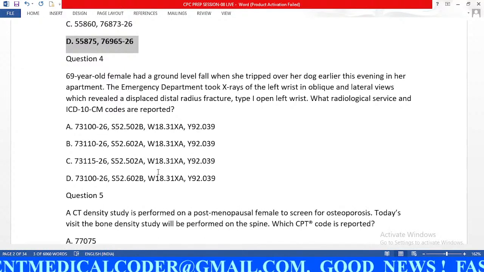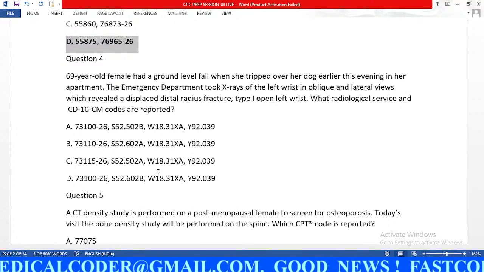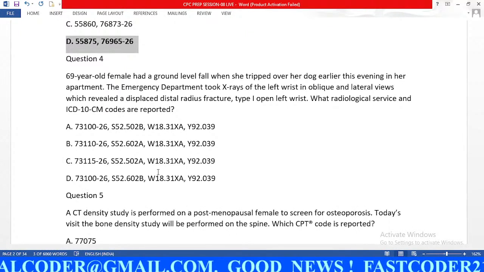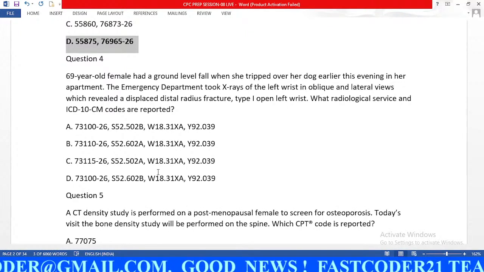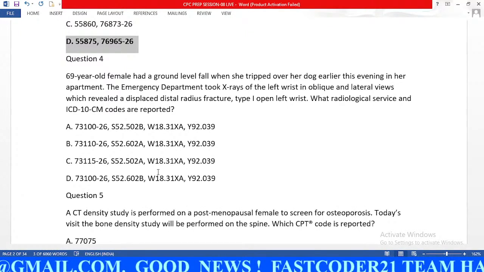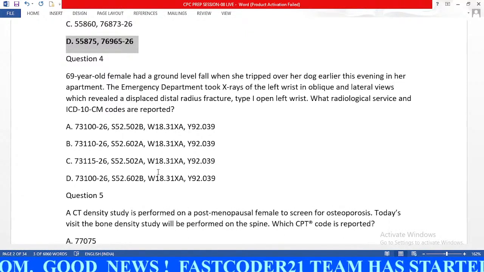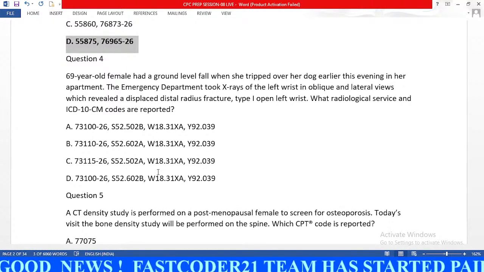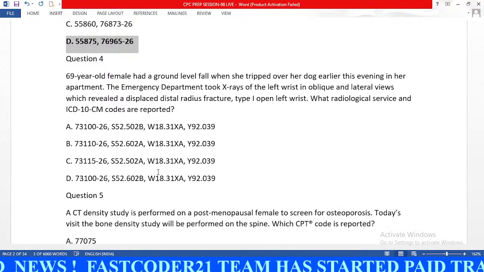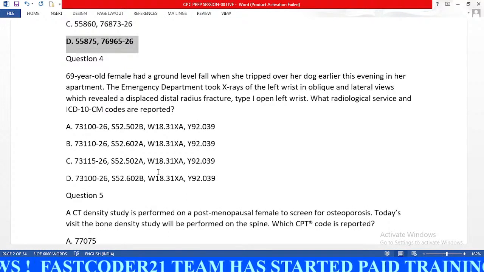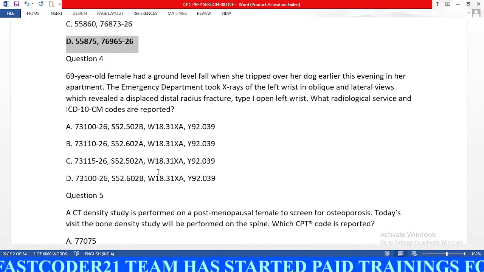Just compare. Whenever you see four options, you need to check whether any two are identical. Whether A and B are identical, or B and C, or C and D, or A and D. Using that identification, you can reduce your time while writing the CPC exam.